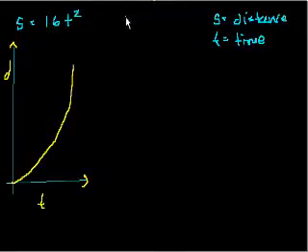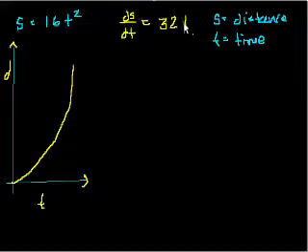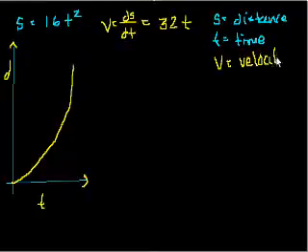So ds dt is equal to, so what's the derivative here? It's 32t, right? And this is the velocity. Maybe I should switch back to, well, let me write that. V equals velocity. I don't know why I switched colors, but I'll stick with the yellow.